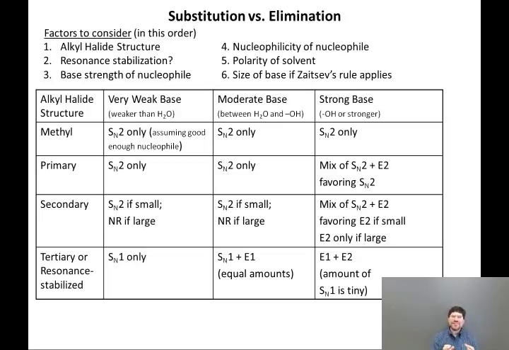And also, if it is primary, there is only a maximum of 3 beta hydrogens if it is an ethyl bromide. Anything bigger than that, there will only be 2 beta hydrogens. So statistically speaking, there are not a lot of beta hydrogens for the base to go after, so it will preferentially do substitution.